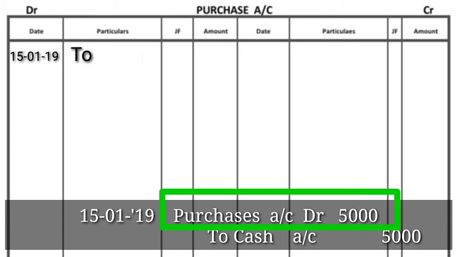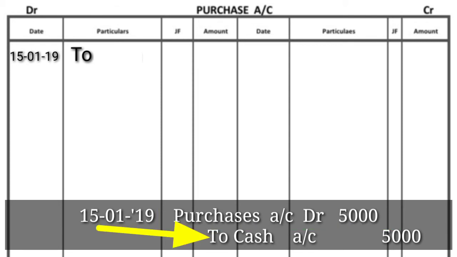Particulars column, "To", what will we write? The opposite of the purchases account. What is the opposite here? The opposite name is cash. So we will write "To Cash". Amount column 5,000. Okay. We will not write purchases account here. We will write the opposite of the purchases account, the name cash. Here we have separated purchases.